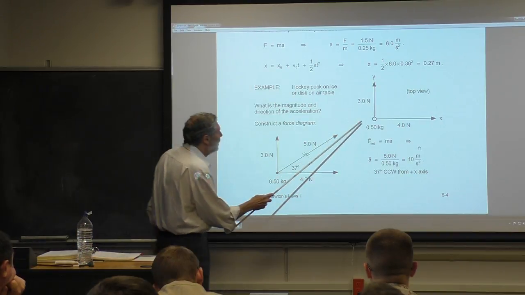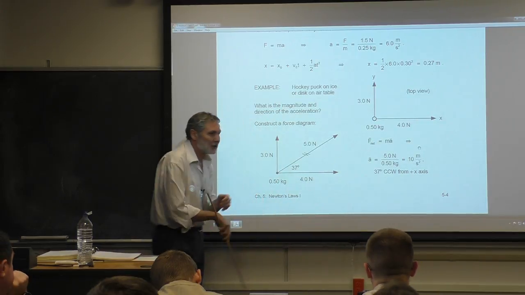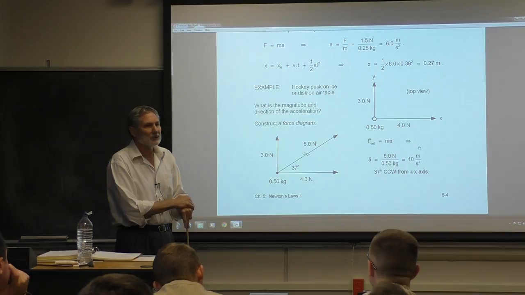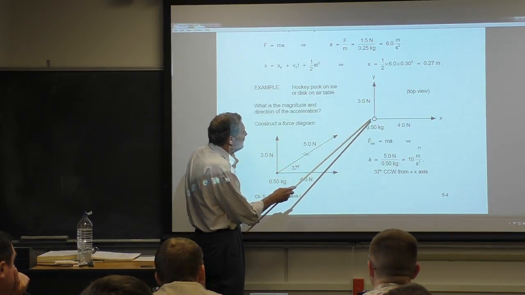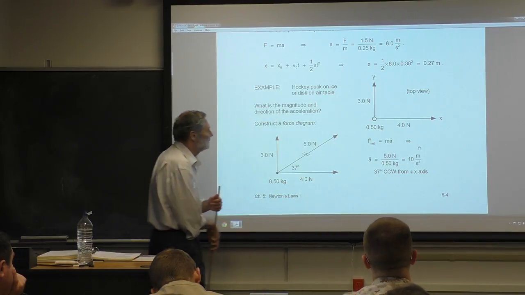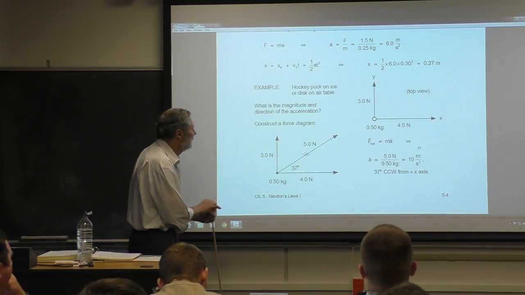So one force, this is the top view. We're looking down, right? Again, there's a gravitational force, but it's balanced by the force of the table, so we don't worry about those. They cancel each other. So in the y direction, there's 3 newtons, and in the x direction, there's 4 newtons, and the mass is a half a kilogram.